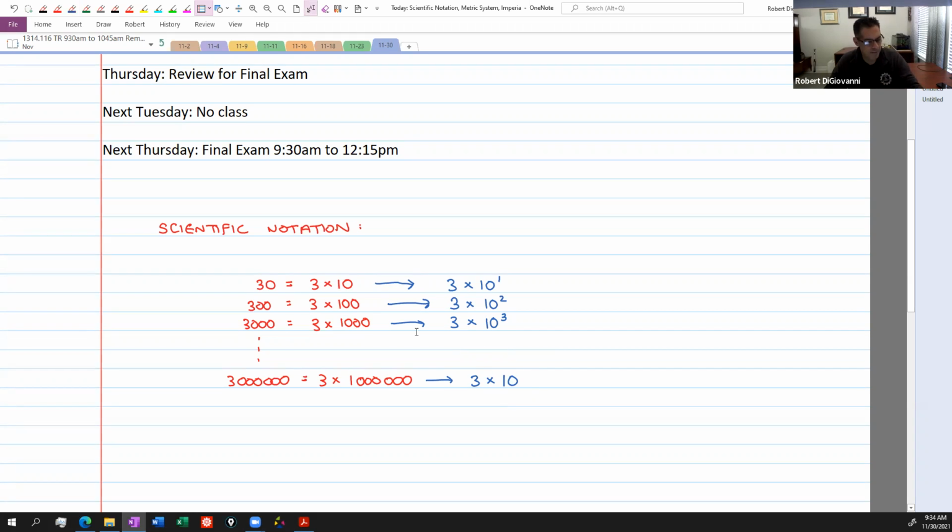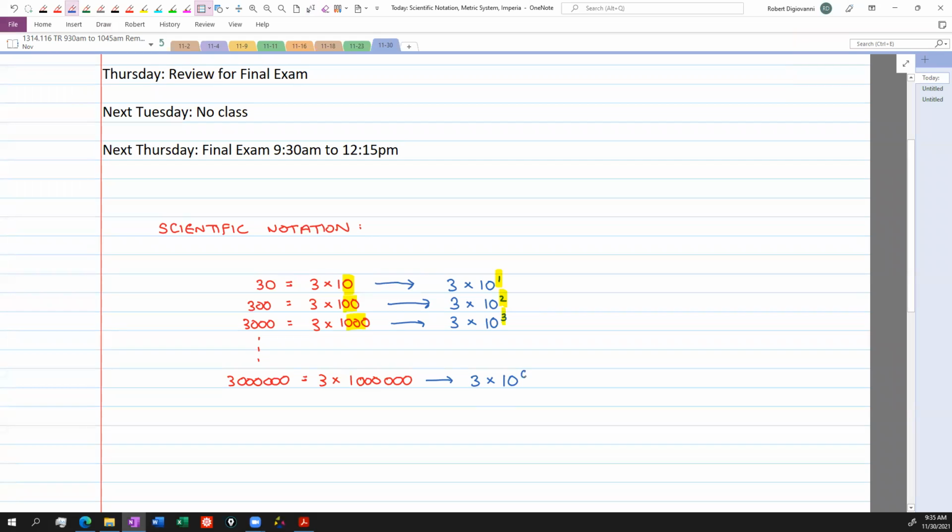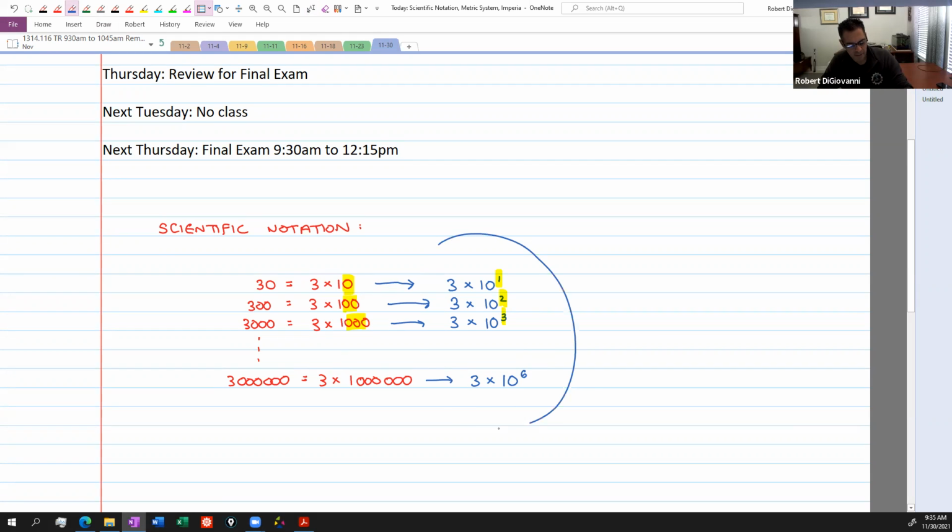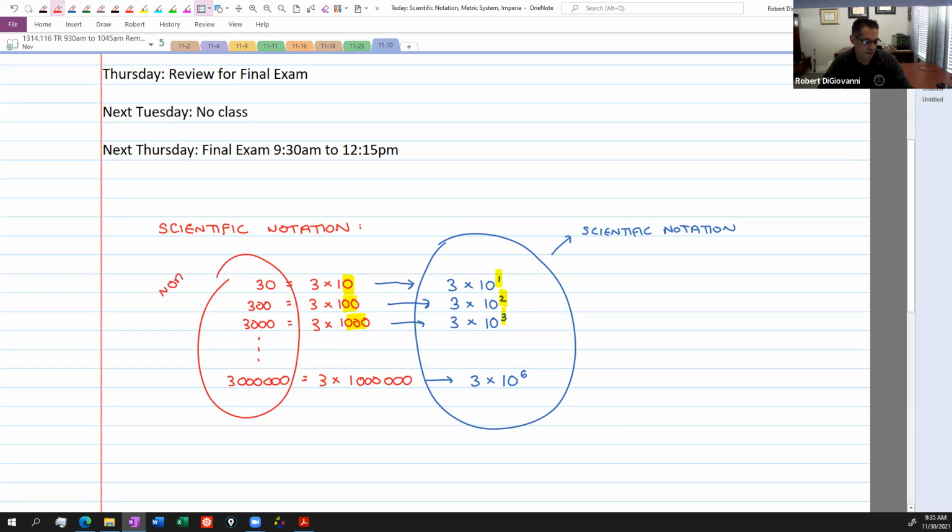Do y'all notice a pattern here? This number is how many zeros there are, right? 2 zeros, 3 zeros. So this should be 3 times 10 to the what? 6. 6, yeah. Okay. So this over here is what's called scientific notation. All right, that's what it is. Now this over here, this is our normal notation. That's what we normally use when we're dealing with numbers. But when numbers get really big or really small, we prefer to use the scientific notation. I'll show you why in a second.